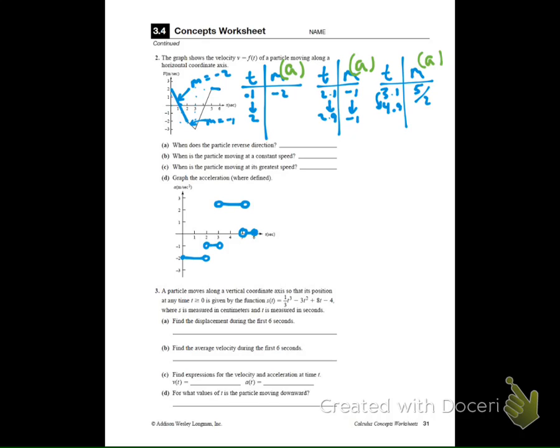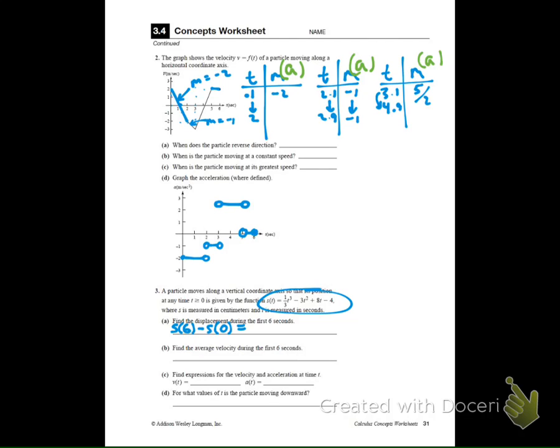Okay. Problem number 3. We have plenty of time. A particle moves along a vertical coordinate axis. We've got the position function given to us. s is in centimeters, t is in seconds. The displacement during the first 6 seconds. Displacement would be where you are at the end of the 6 seconds minus where you were at the beginning of those 6 seconds. So that's what we define displacement to be.